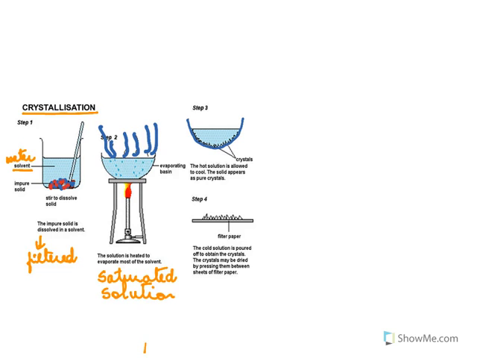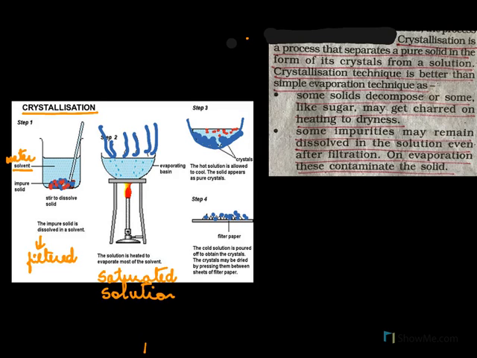And after 24 hours, you will find there are crystals here of the substance, while the impurities remain in the water up here. It is then filtered out and the crystals are dried and obtained on the filter paper. So this is a thing from your textbook. Crystallization is a process that separates a pure solid in the form of its crystals from a solution.